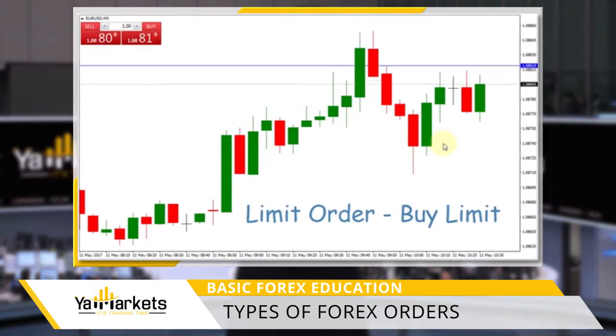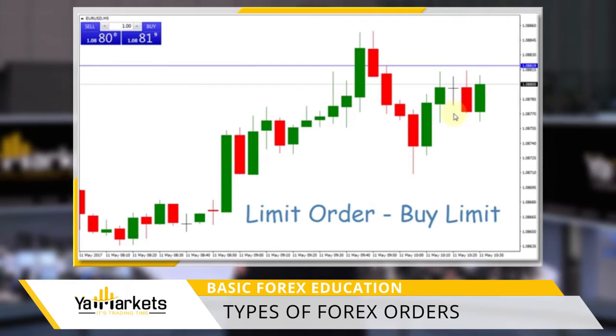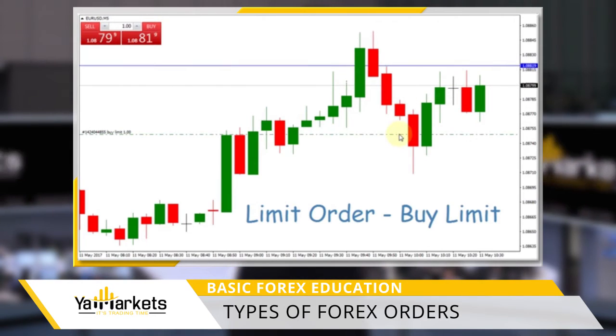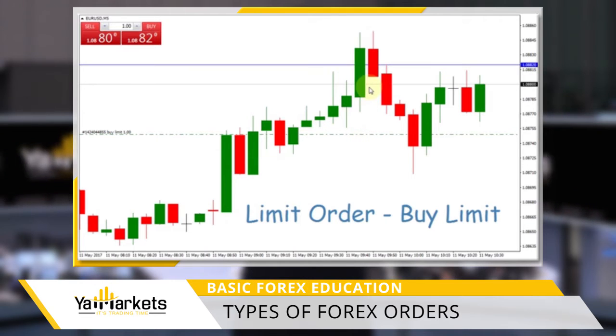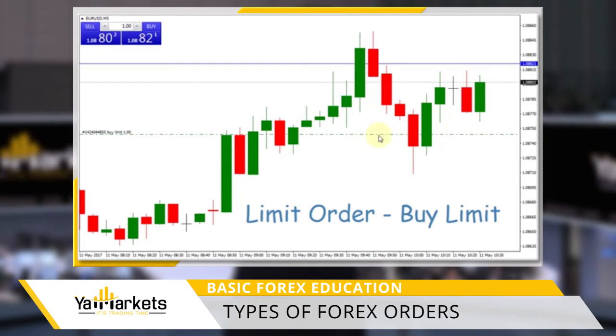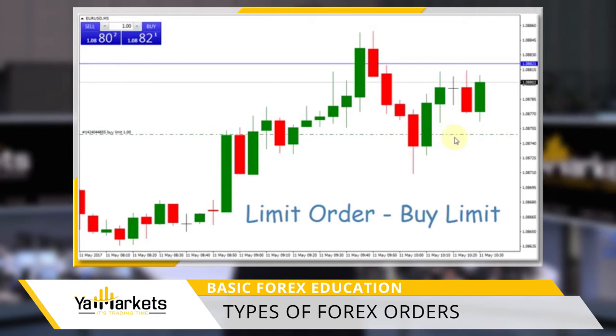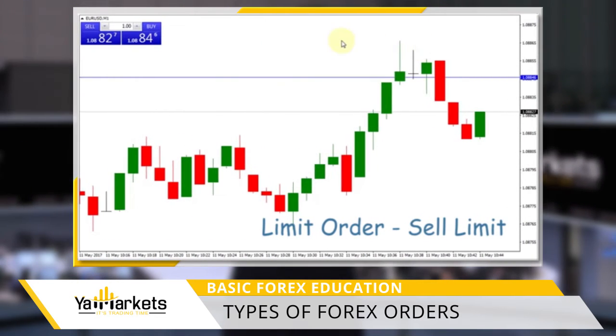A limit order is an order to buy or sell at a specific price. A buy limit is an order to buy at the limit price. This price will always be below current market price. Let's take a look at this example. The trader wants to buy euros to US dollars, but he is only ready to buy if he can do it more cheaply.